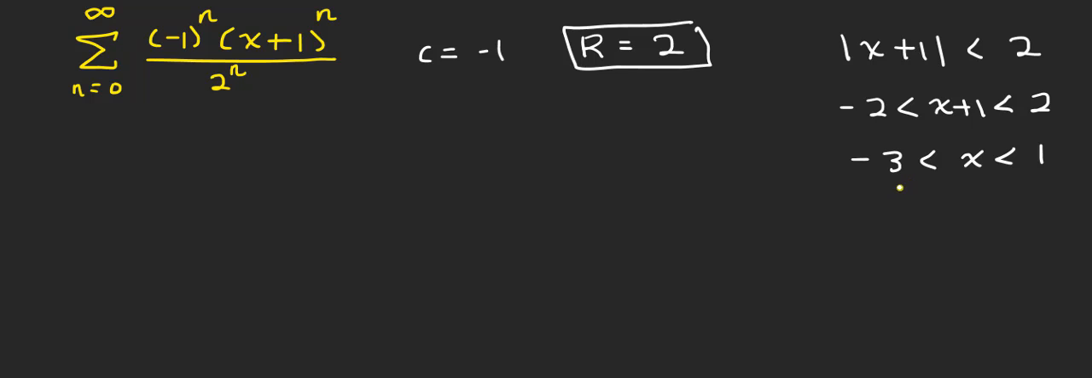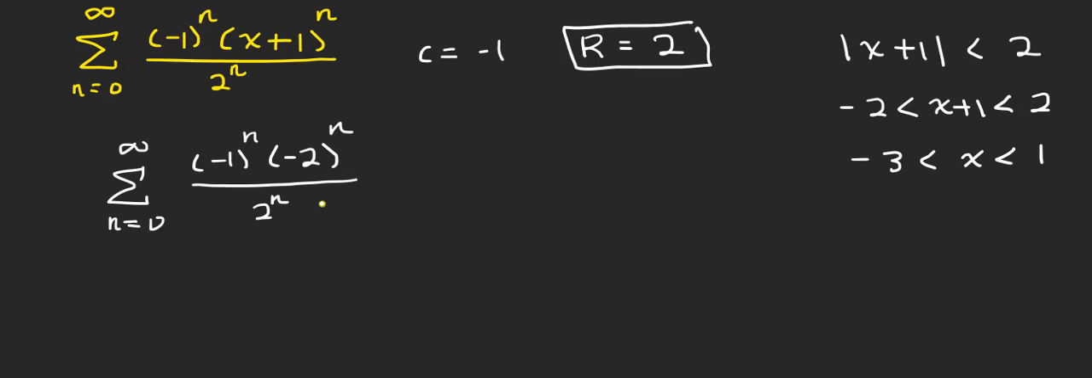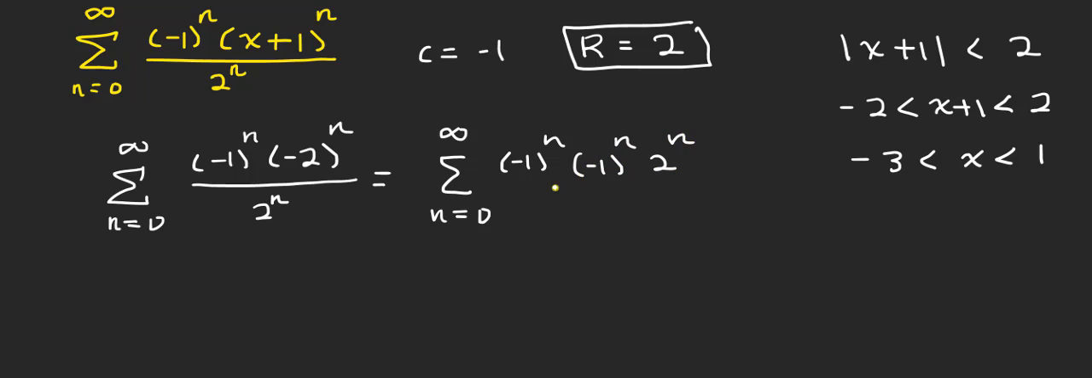Now we need to check what happens at the endpoint. What happens when x equals negative 3 and what happens at 1. So let's plug in negative 3 instead of x and you get this. And you know that this is the same thing as quantity negative 2 to the n power, which is the same thing as quantity negative 1 to the n times 2 to the n.